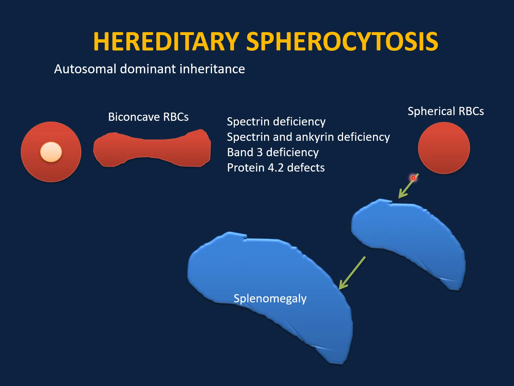So the problem, or this hemolysis, is confined only to the spleen. So if there is no spleen, there will be no problem at all. This patient will live with no problem, with no hemolytic anemia. But the problem is when the spherical cells go to the spleen, they will break, and this will be complicated by jaundice, hemolytic anemia, and splenomegaly. So removal of the spleen sometimes is the key or the treatment for this disease.